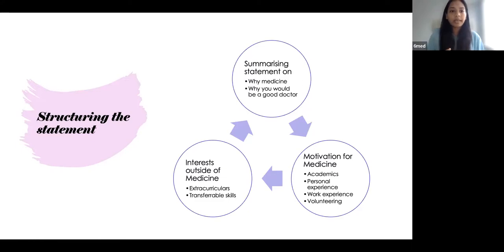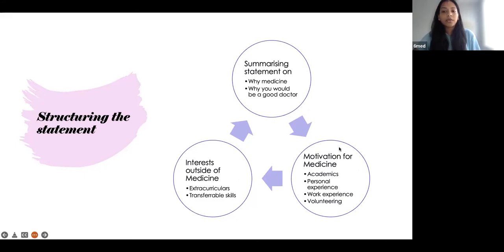So, structuring the personal statement. It's usually a cyclical approach, the way I think about it. First, you'll start off with this box, motivation for medicine, where you'll start with a summarizing statement about why you want to do medicine and why you think you would be a good doctor. So the first paragraph will cover that, and it will be a few summarizing statements.